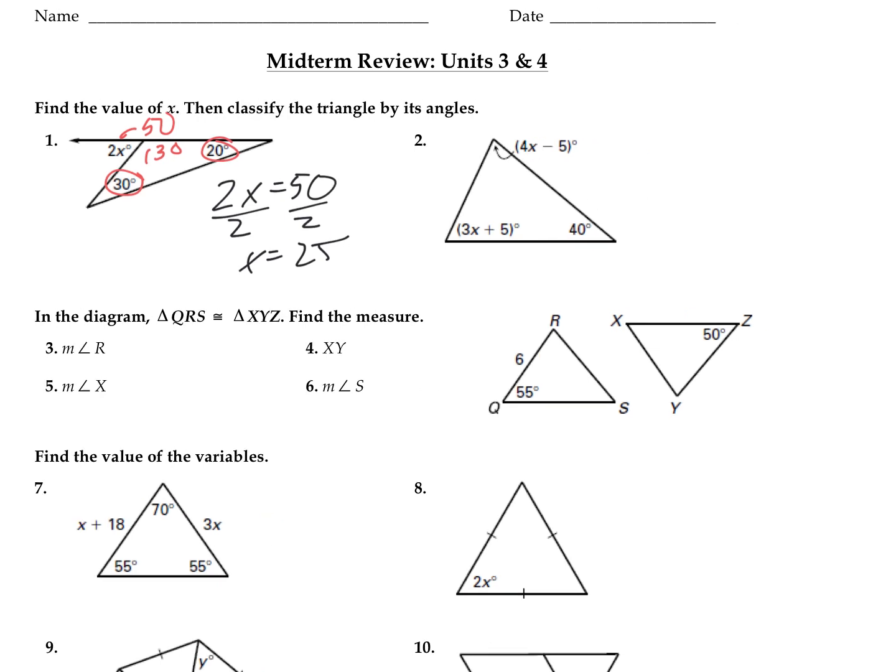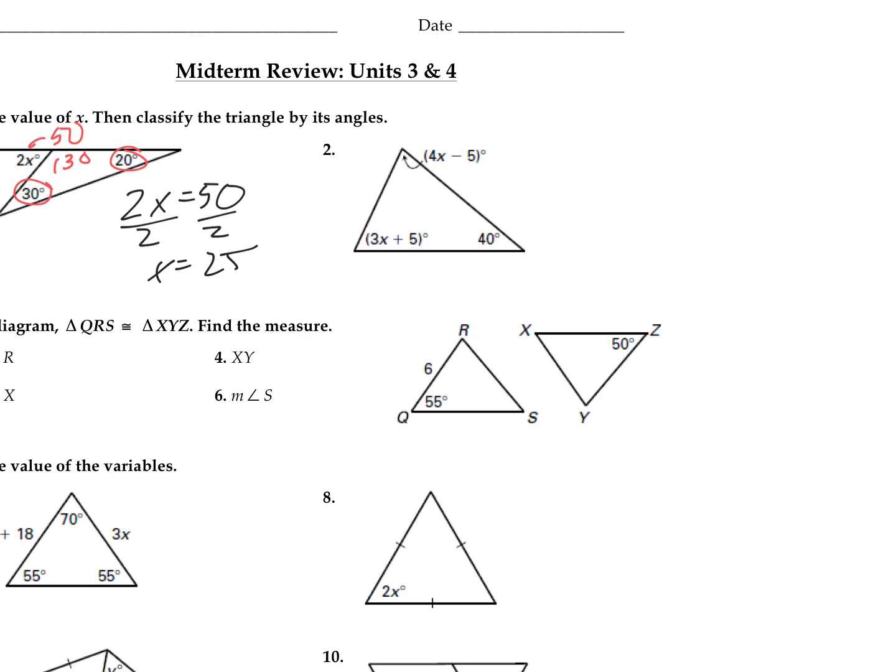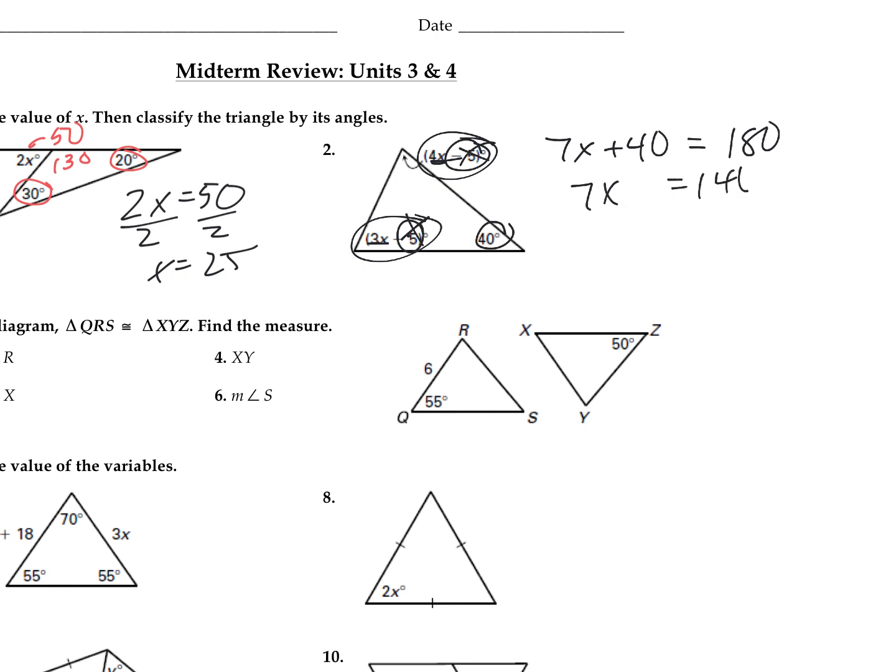In number 2, all three angles have to add up to 180, so we just have to add them together. 4x plus 3x is 7x. Negative 5 plus 5 cancel out, plus 40. So I've added all the pieces together, that equals 180, and now I can solve for x. And that's it, okay? Once I have the value, I can plug it back in.